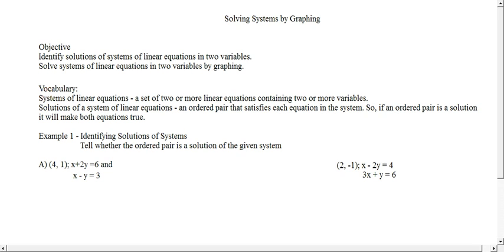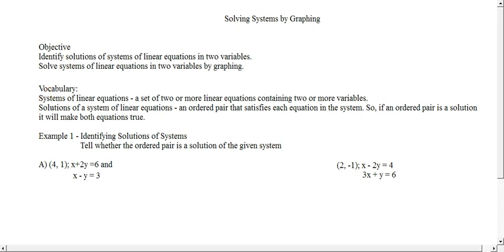We want to solve systems of linear equations in two variables by graphing. This is what we're going to do first, but before that we have to make sure we get a basic understanding of how we determine what will be solutions. So let's take a look at some vocabulary first.